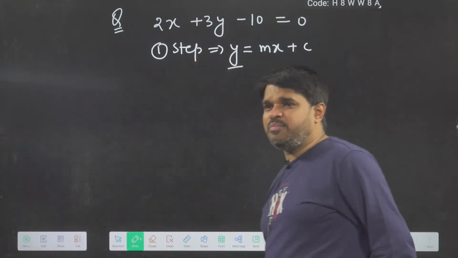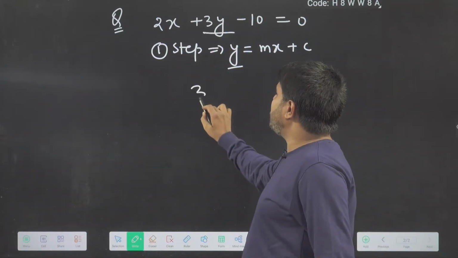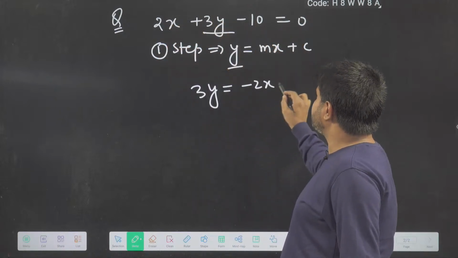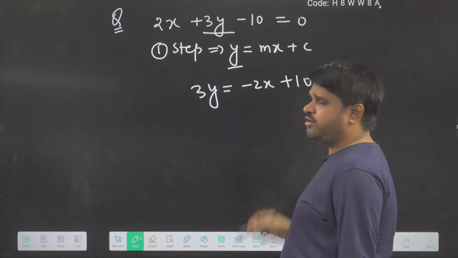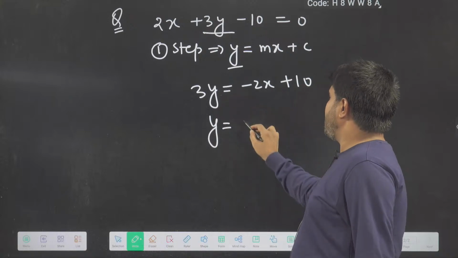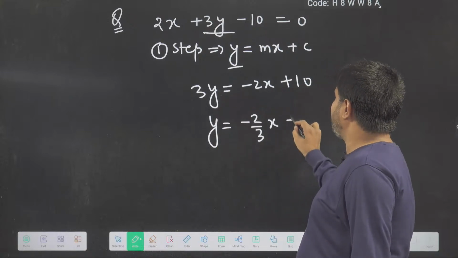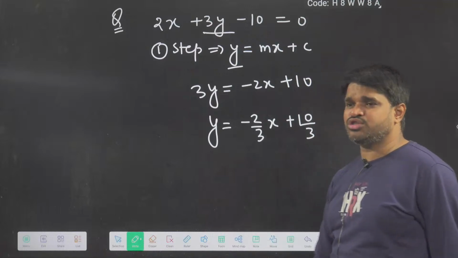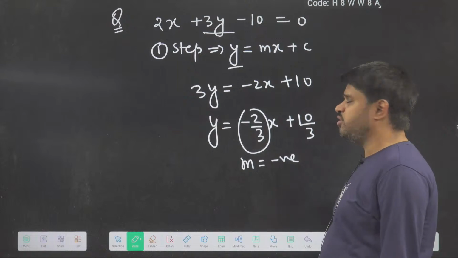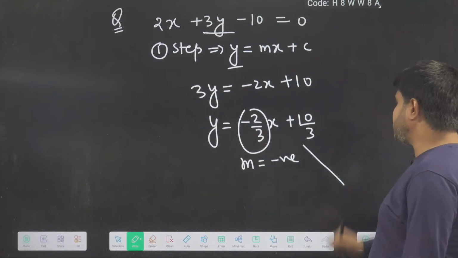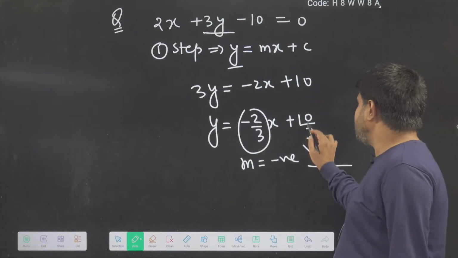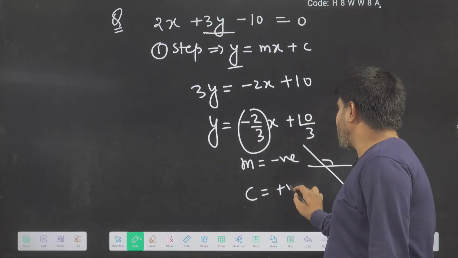Now let me write. Let me take 3y on this side: send 2x here, minus 2x, and minus 10 goes here, plus 10. Now send 3 here. So y will be minus 2 by 3 x plus 10 by 3. Now if I concentrate on slope, slope is negative, minus 2 by 3. Negative slope means this kind of line, making an obtuse angle. Next, c. C is positive.